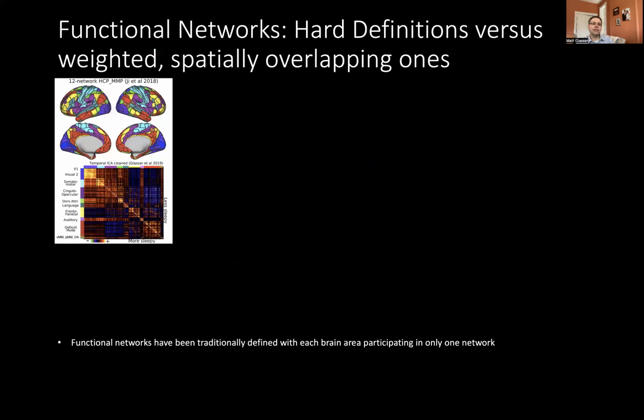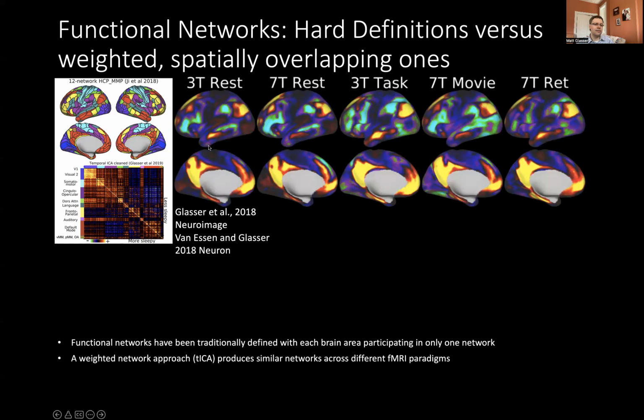Functional networks are another approach that one can use, and you can consider either hard definitions versus spatially weighted overlapping ones. One hard definition of functional networks was proposed by Gordon et al. Here, each area or each brain vertex, voxel, or grayordinate typically has been assigned one and only one functional network. But that's not the only way to do it. You can use a weighted approach to define functional networks.